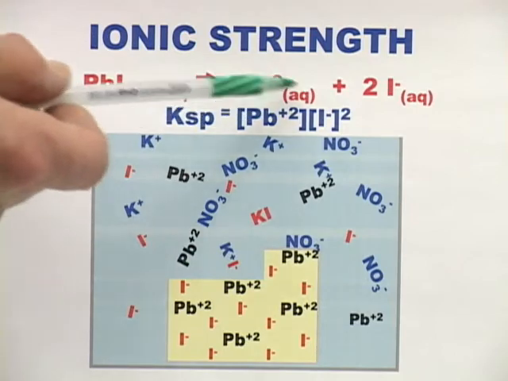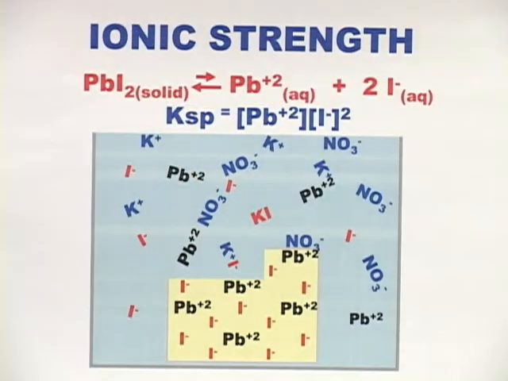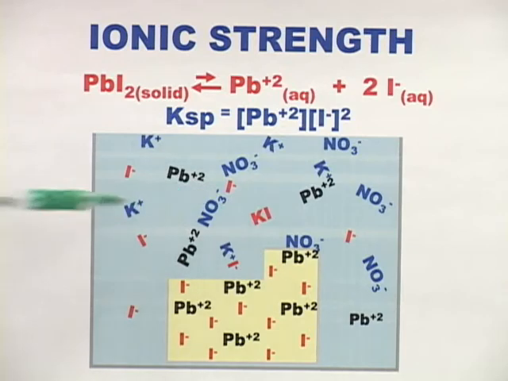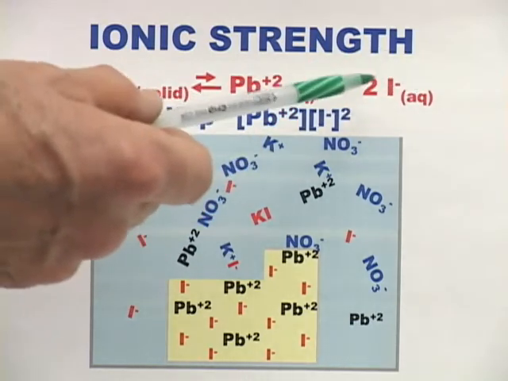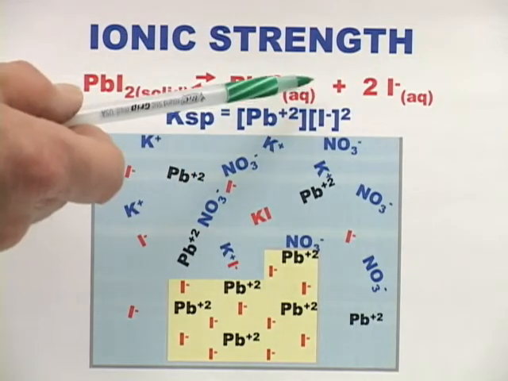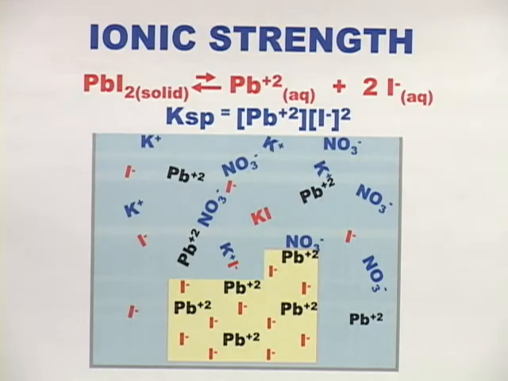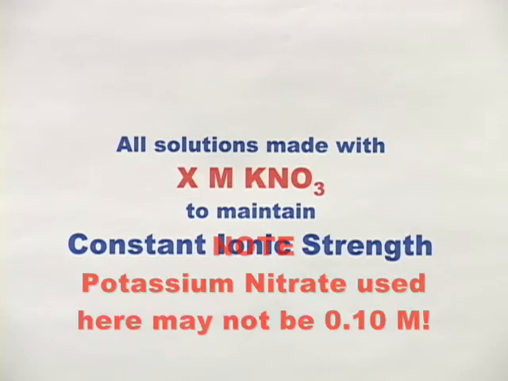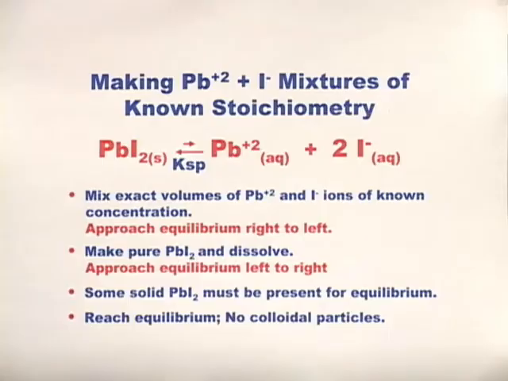Although not shown, KSP is really the equilibrium constant of aquated ions with the solid. The increase in ionic strength removes some of these aquated species by forming ion pairs. The decrease in aquated ions in solution leads then to the additional dissolving of solid as predicted by Le Chatelier. All solutions used or made in this experiment will have constant ionic concentration of potassium nitrate to maintain constant ionic strength. The higher the ionic strength, the more soluble is lead iodide.